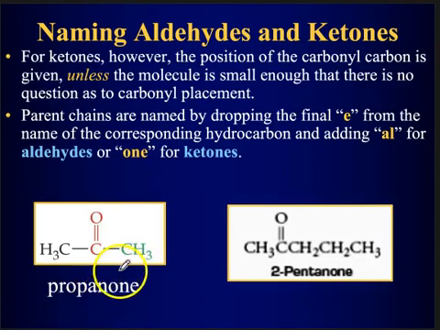However, with a ketone, by definition it has to be in the middle of a chain, so we are going to need to number where that ketone is. Unless the molecule is small enough that there is no question about where it can be, like propanone. It can't be at the end because then it would be an aldehyde, so the only carbon that can have the carbonyl is the middle one. So you don't need to say 2-propanone because it can't be anything else.